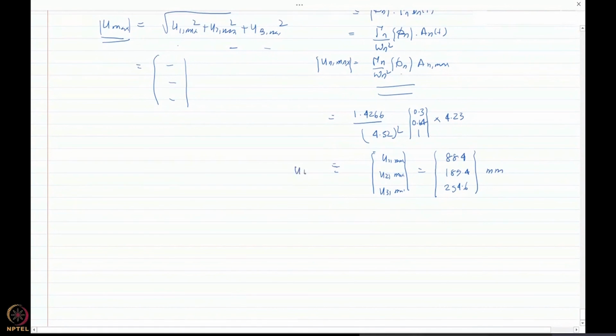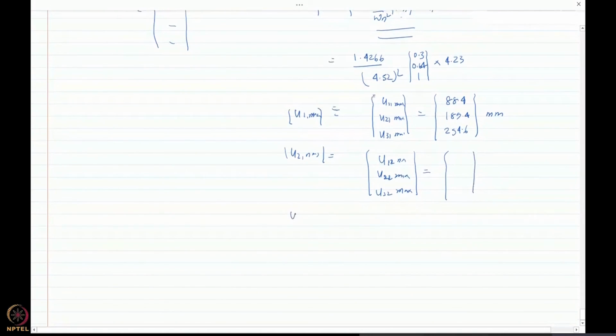Similarly, this is my U1 max. Similarly, U2 max I can find out. Okay, that would be U12 max, U22 max and U32 max. Okay, some values would be there. Now similarly, U3 max also.